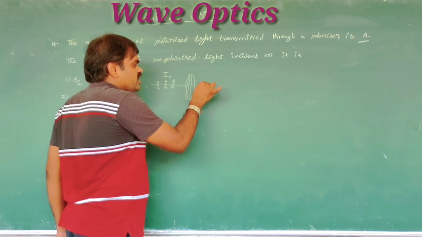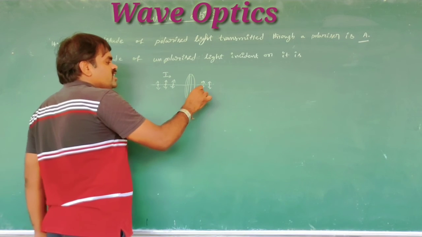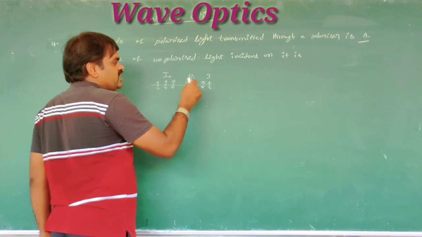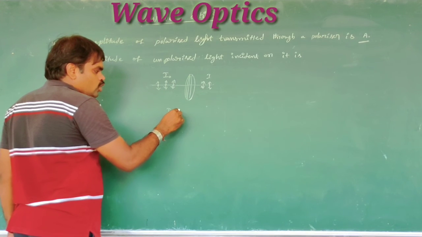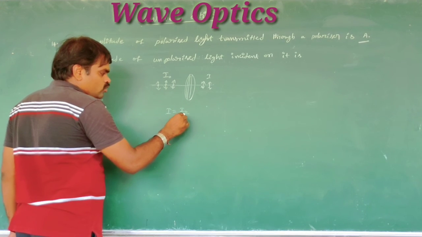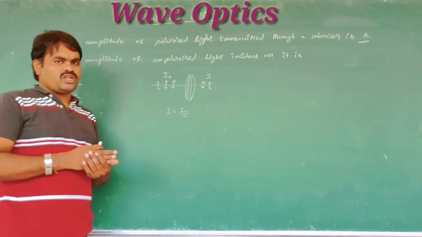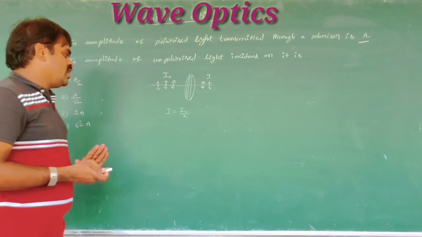Then the intensity of polarized light is I. Then I must be equal to I naught by 2. Exactly half of the intensity will be polarized. The remaining half is not transmitted.